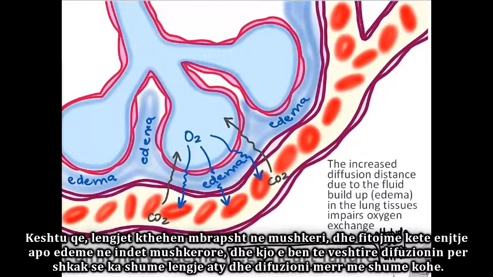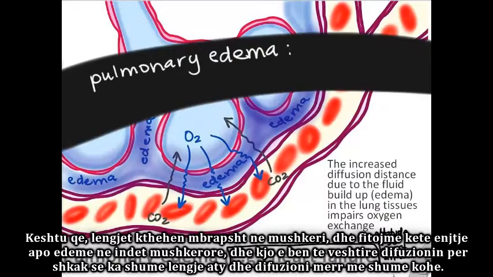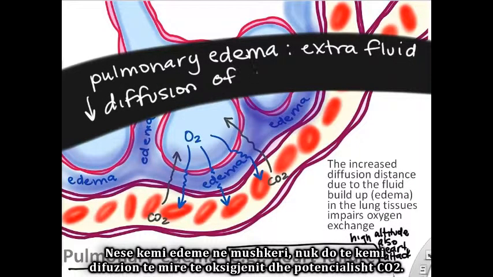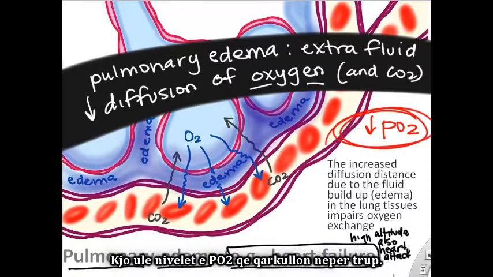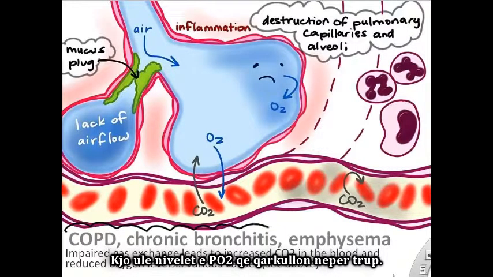So fluid backs up in the lungs and you get this swelling or edema in the lung tissue, and this makes it hard for diffusion to occur because there's too much fluid in there and too much distance to diffuse. So if you have that edema in the lungs, you don't have good diffusion of oxygen and potentially CO2. So that decreases the PO2 levels circulating around in your body.